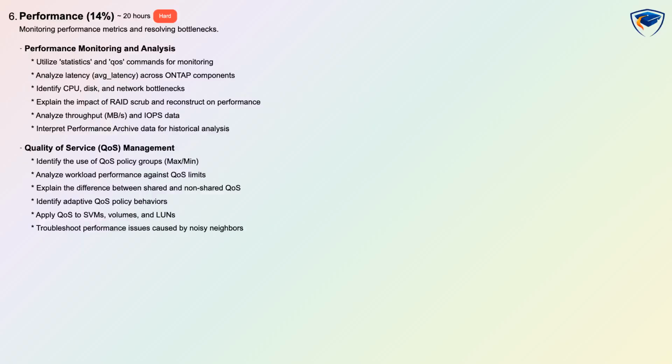You will use statistics and QoS commands to monitor systems, analyze latency across ONTAP components, and identify CPU, disk, and network bottlenecks, including the performance impact of RAID scrub and reconstruction. The module also covers throughput and IOPS analysis, interpreting performance archive data, and quality of service management concepts such as QoS policy groups, shared versus non-shared QoS, adaptive QoS, applying policies to SVMs, volumes and LUNs, and troubleshooting noisy neighbor issues.